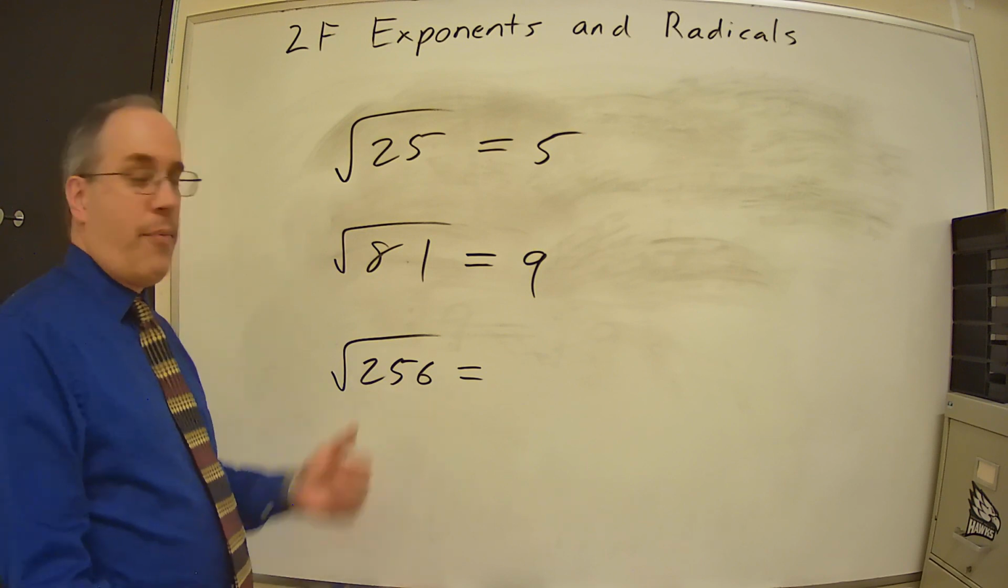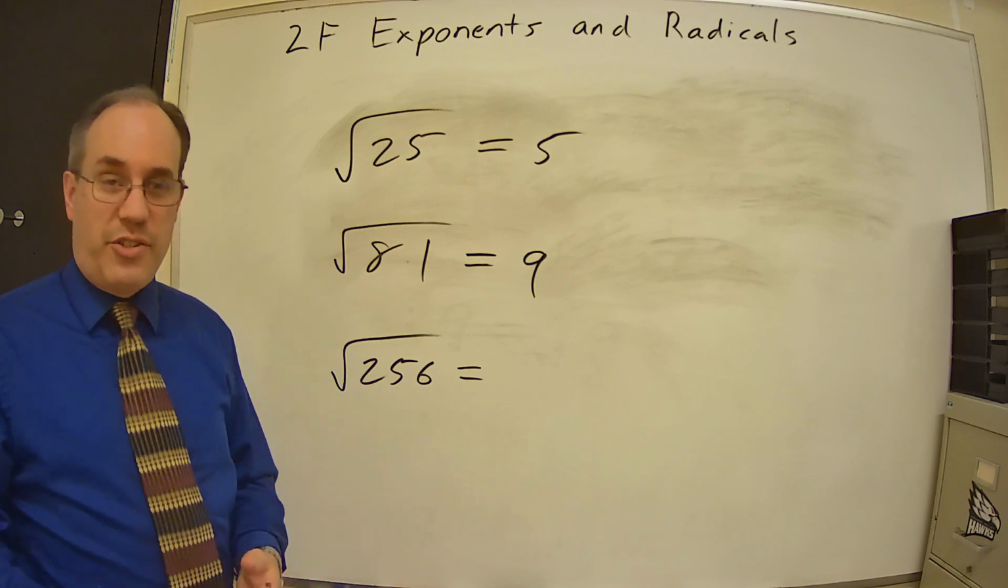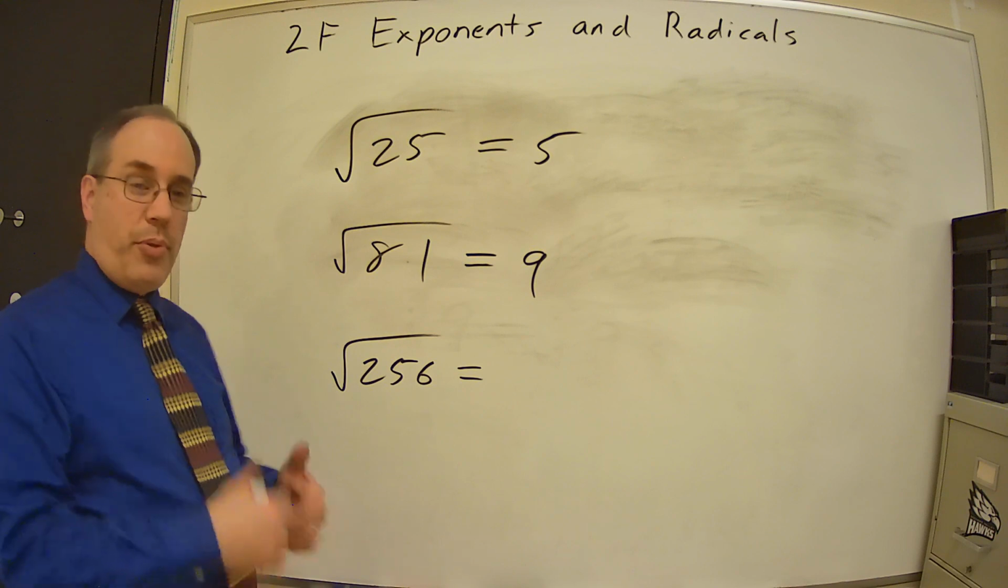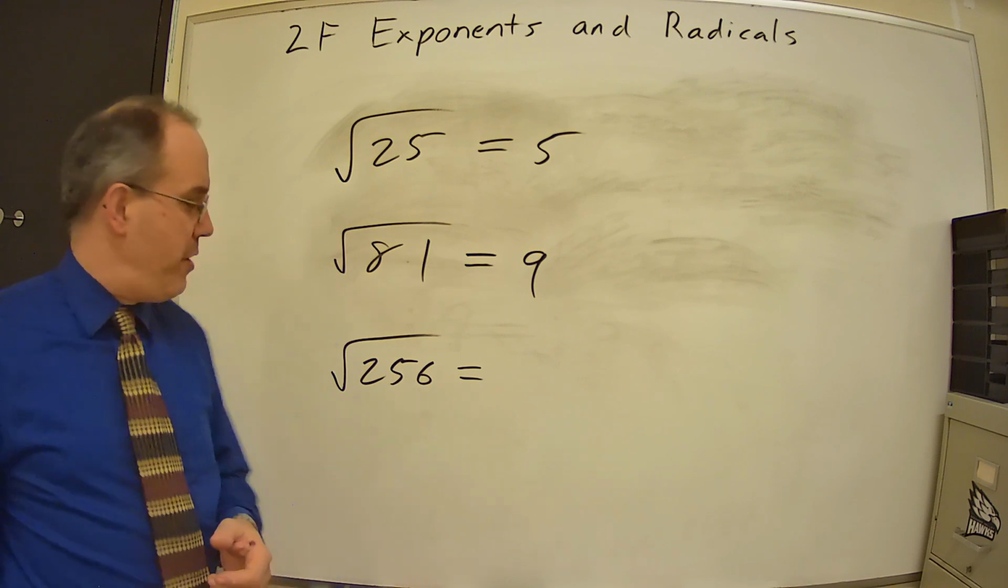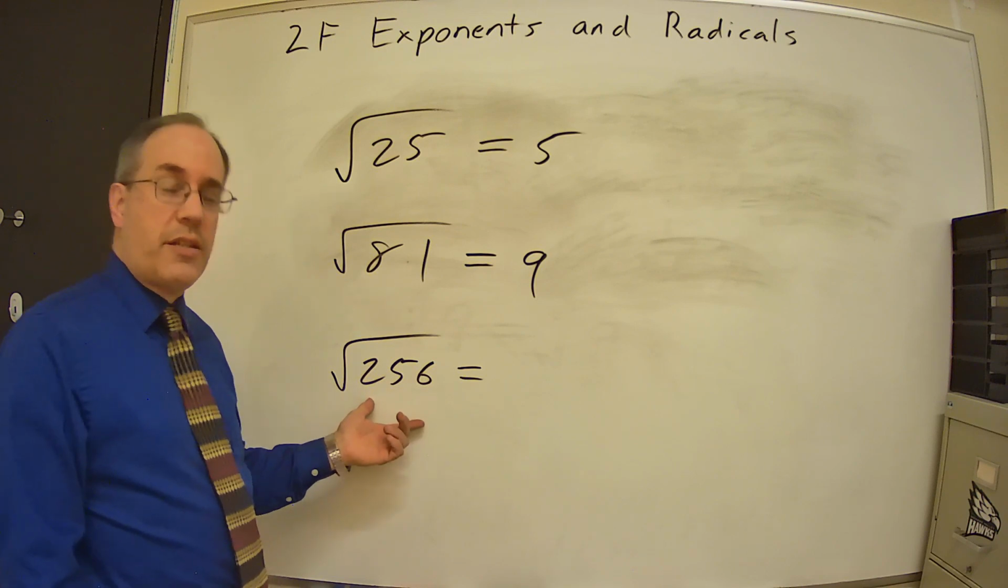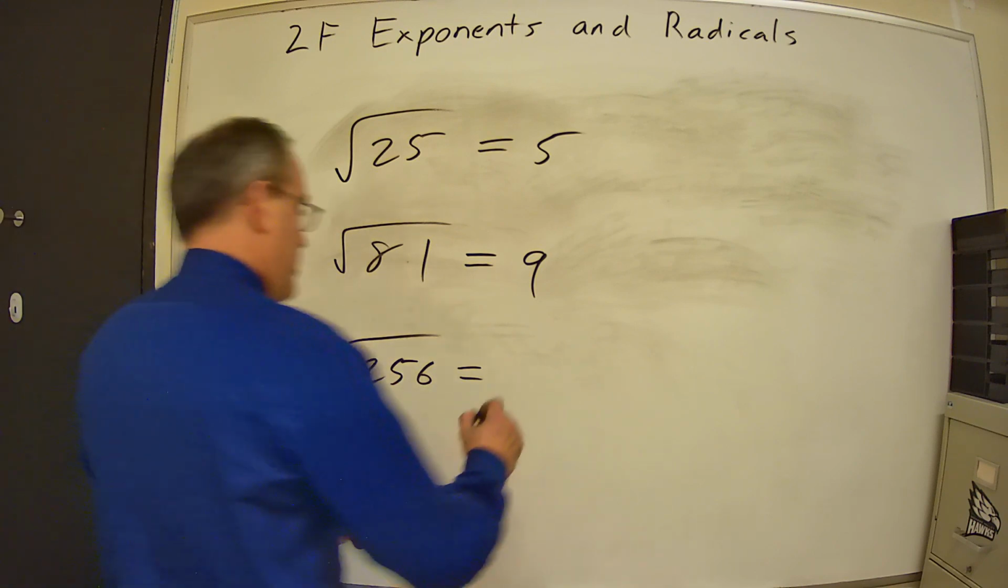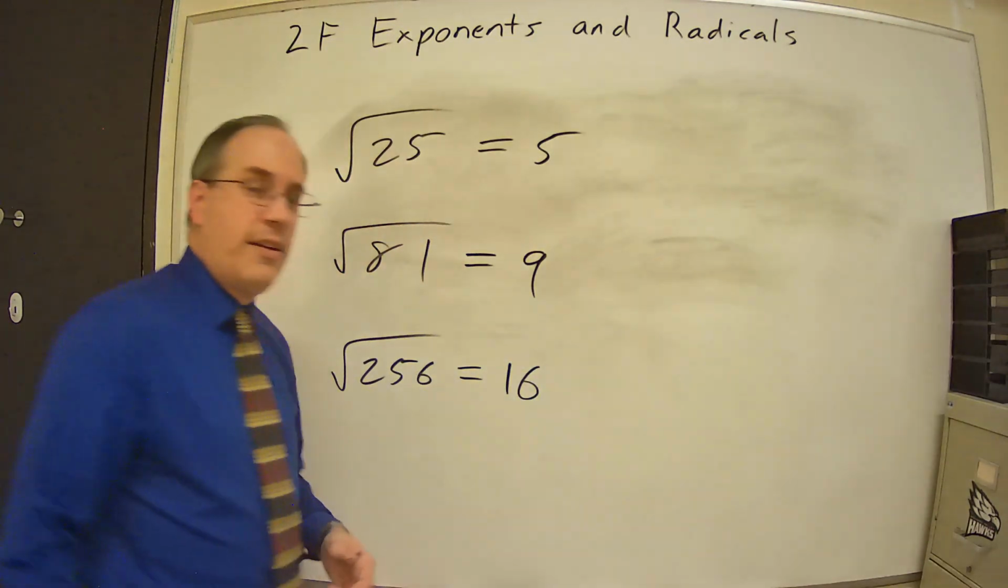Okay, that's not big enough. Well, what if I go 16 squared? I plug 16 squared into the calculator, or do it on paper, doesn't matter, and I get 256. Ah, the square root of 256 is 16.